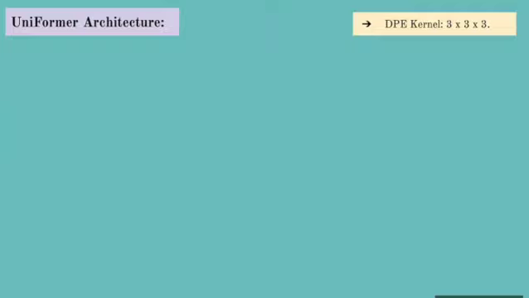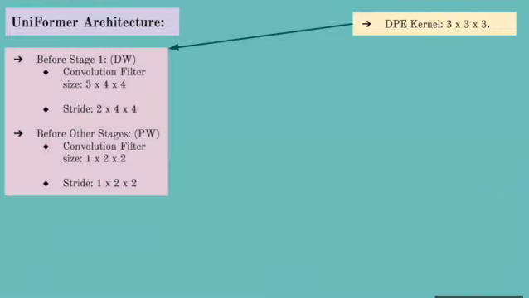Okay. Now we are moving to the DPE kernel. I'll come to the famous image of what the architecture looks like, but I have taken the liberty of positioning it according to how I'm moving the information through the slides. So that will come a bit later. So we have the DPE kernel. For the positioning, the depth-wise, we employ 3 by 3 by 3 encoding. Then for stage 1, the convolution filter is this.